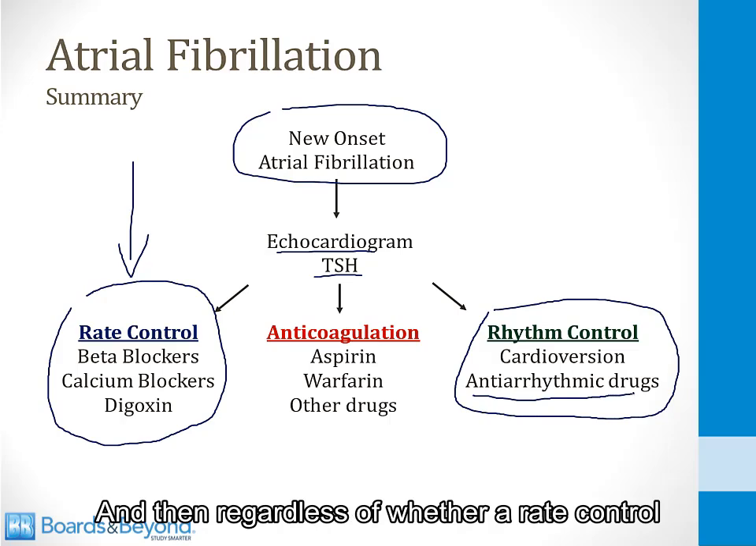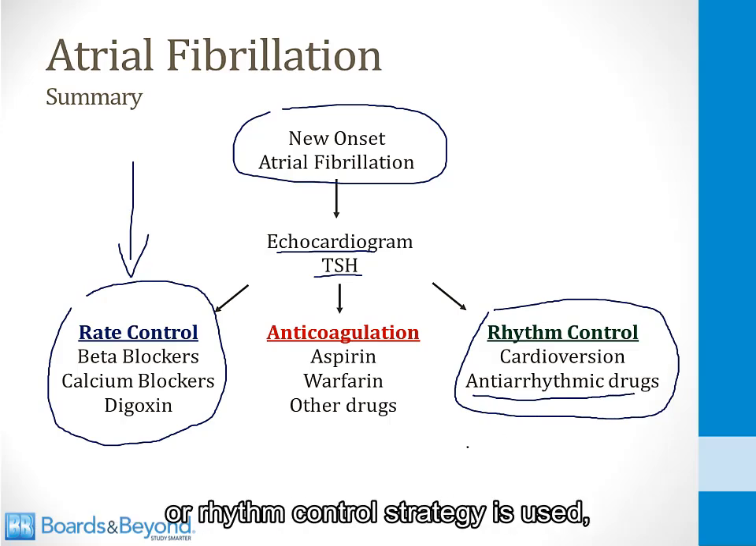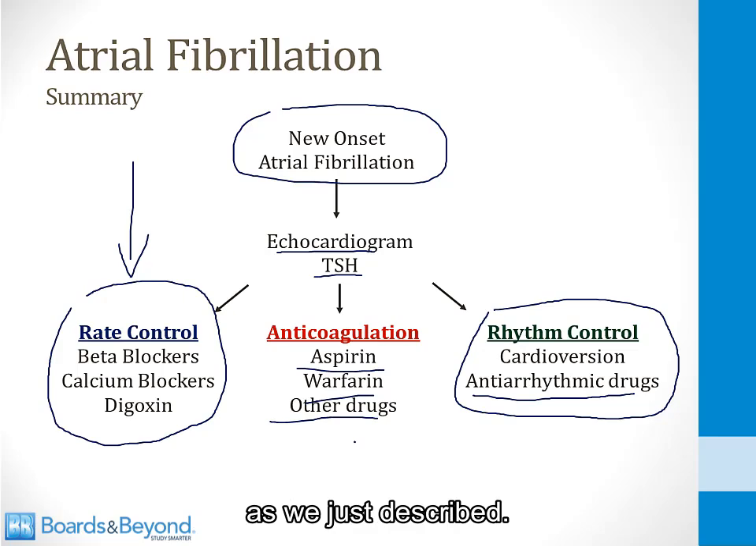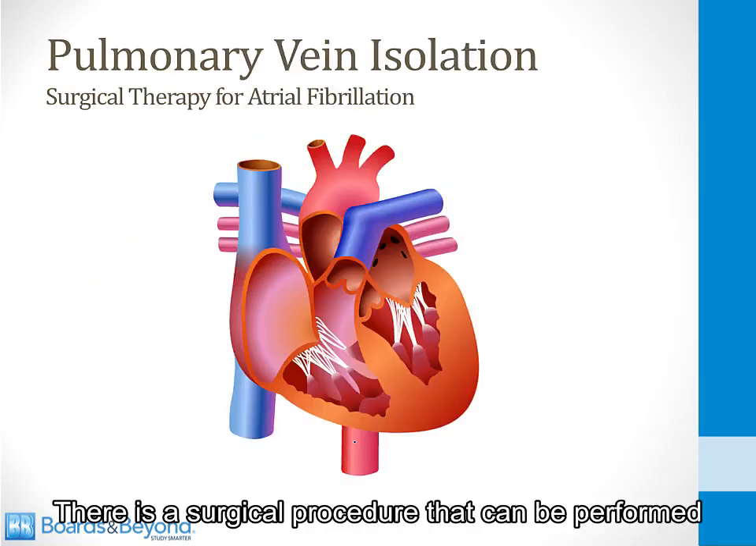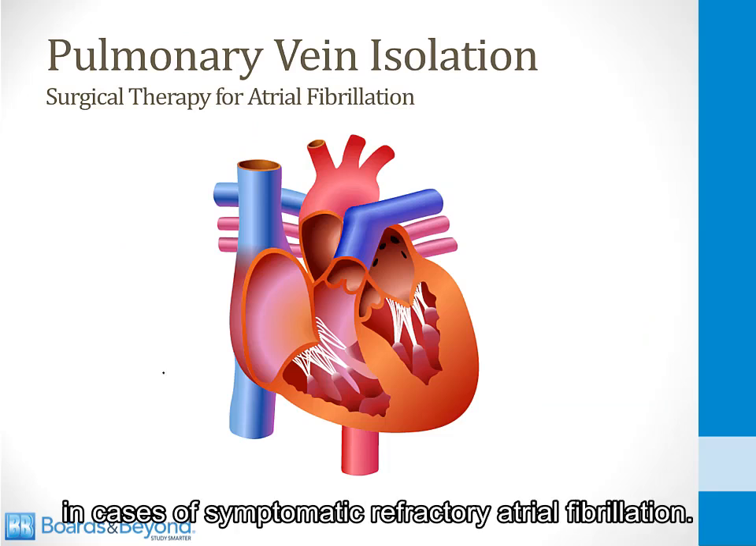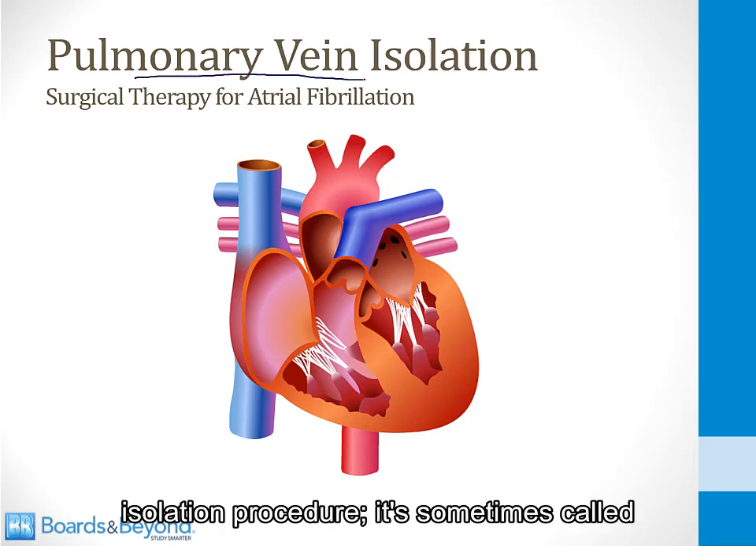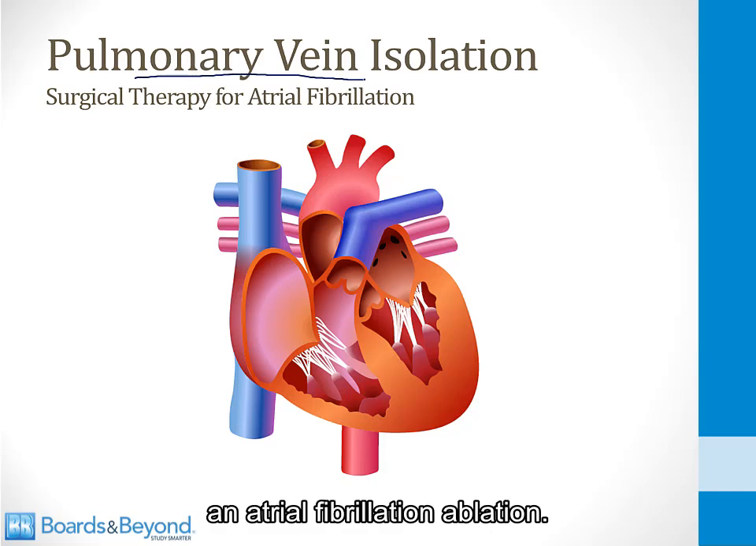And then regardless of whether a rate control or rhythm control strategy is used, anticoagulation must be addressed. It can be done with aspirin, warfarin, or other drugs as we just described. There is a surgical procedure that can be performed in cases of symptomatic refractory atrial fibrillation. The procedure is called a pulmonary vein isolation procedure. It's sometimes called an atrial fibrillation ablation.